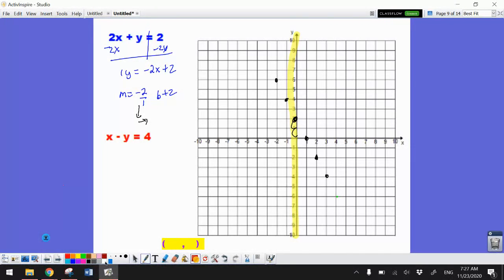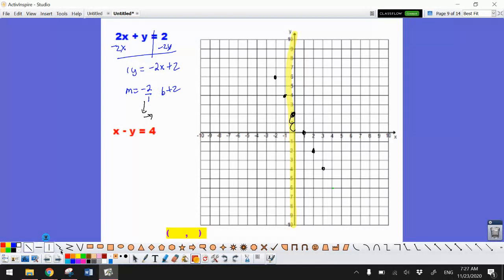And then I'm going to go ahead and see if I can graph that. Draw that line.